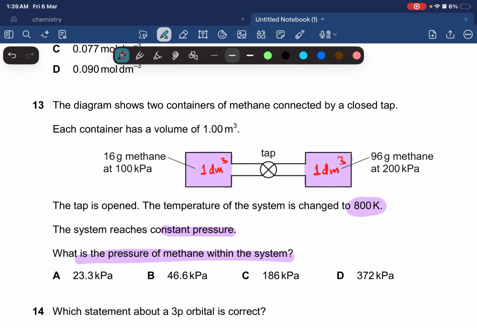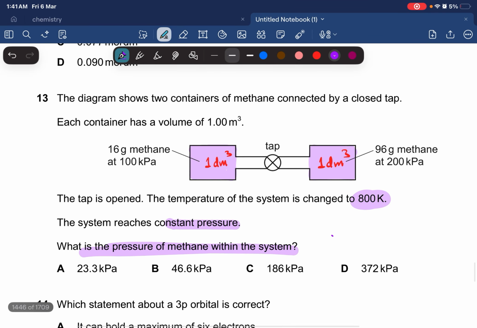These kinds of questions are very common, and you have to learn a method to solve them. The formula is going to be very simple: PV equals nRT. For that, we know the volume. It's not dm cube, sorry, it's meter cube. Sorry for this. It's going to be 2 meter cube. I need to figure out the total moles of my methane. I know the R, I need the T. T is going to be 800 Kelvin, and then I'm going to figure out the pressure.